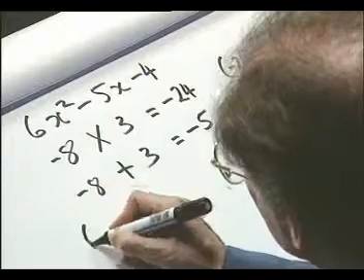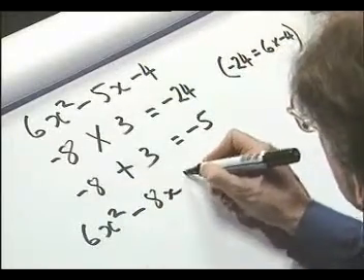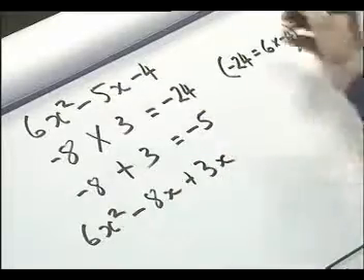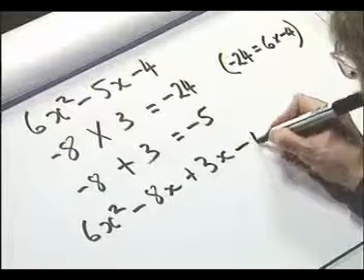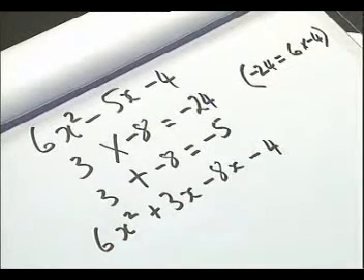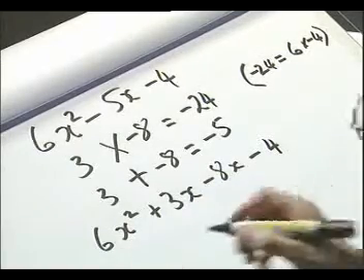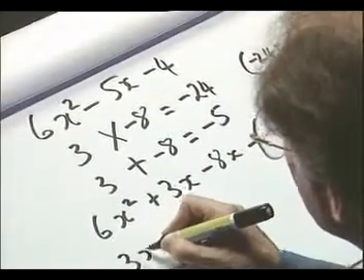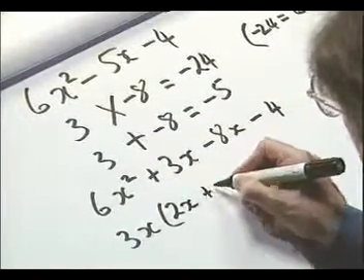So we've got 6x squared minus 8x plus 3x, breaking down that 5x, minus 4. Common factor here. Well, the 6 and the 3 share a common factor of 3, and of course with x squared and x, a common factor of x. So we can take out 3x, and that will leave us 2x plus 1.